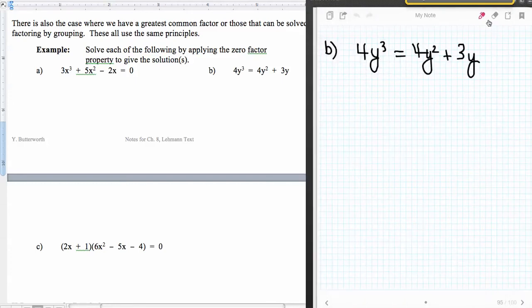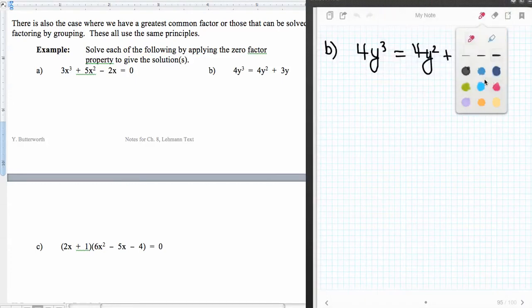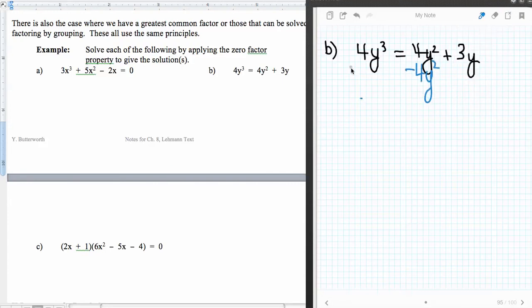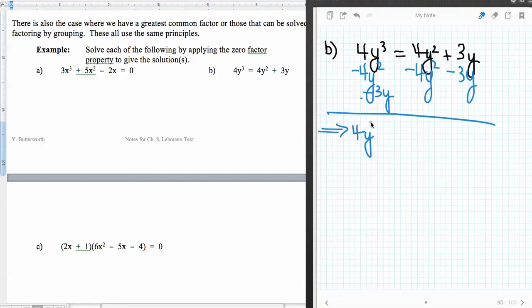Let's do it again. This one needs to be in standard form first. So we'll have, first of all, to bring over the negative 4y squared, and I'm going to bring them to the left because the highest degree term is positive on the left-hand side, and that's where I'm going to bring everything. So now this is going to make this look like 4y cubed minus 4y squared minus 3y, and that's equal to 0.